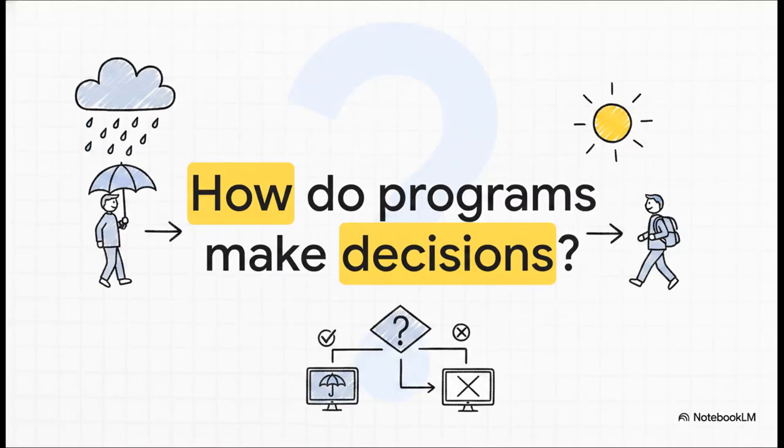To really understand how a program decides what action to perform, think about your own daily choices. Just like we make decisions every day based on different situations, well, programs do too. If it's raining outside, you decide to carry an umbrella. If it's not raining, you leave it behind. It's just a simple assessment of the situation that leads to a specific action.